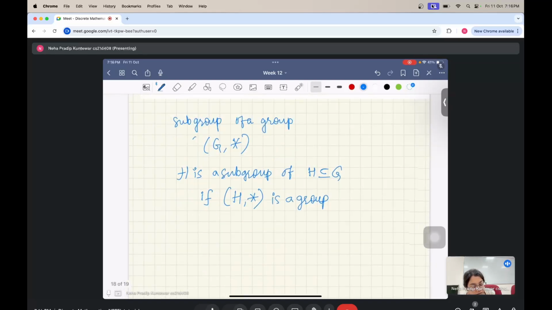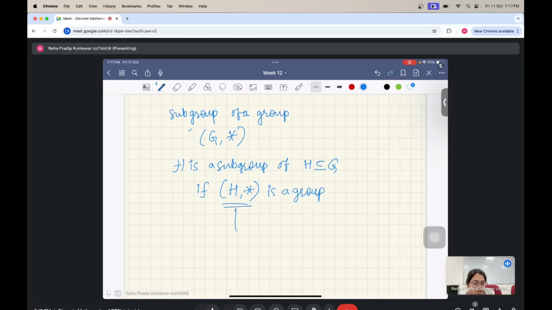What do I mean by that? That just means it satisfies all the four properties: closure, associative, identity, and inverse. So if this happens, then I say that it is a subgroup.